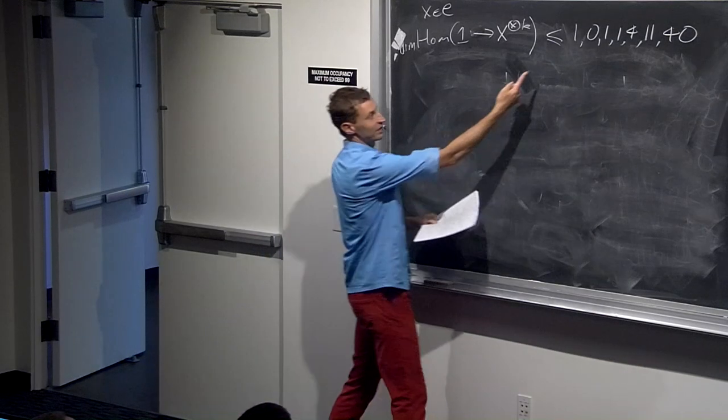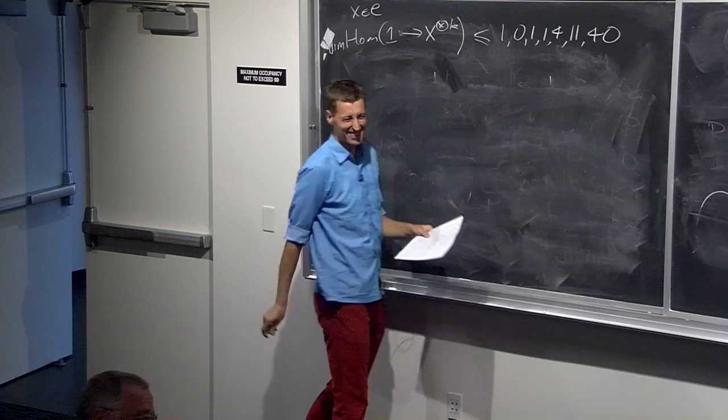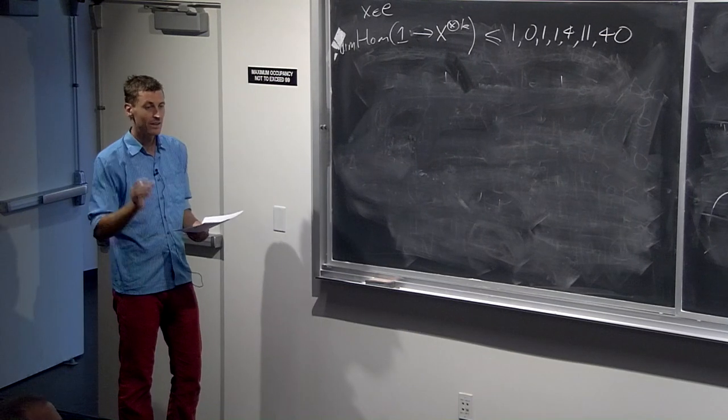It's a function of k, yeah. So here's k equals 0. There's k equals 1. Sorry. Yeah. Yeah, sorry. Sorry?